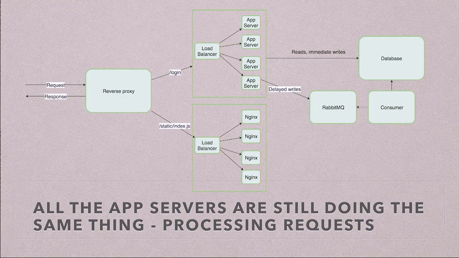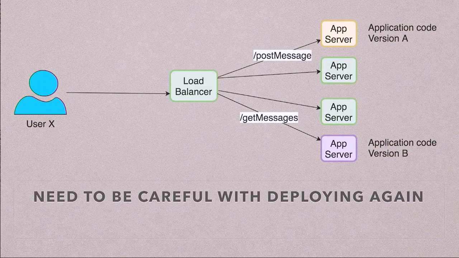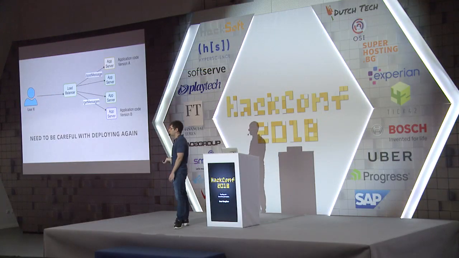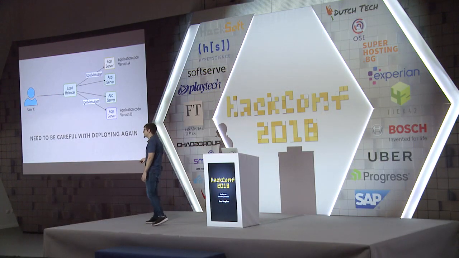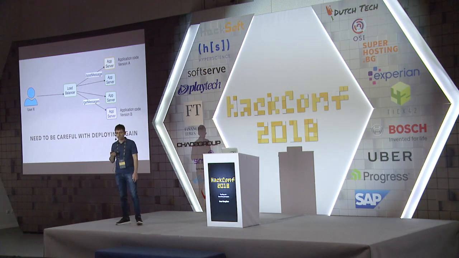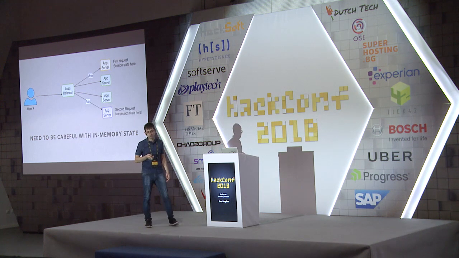Now, again, this is all nice, but we need to be careful about a couple of things. First is, again, deploys. If we're deploying the servers one by one, we can get to a state where a user does a post message, for example, to one of the servers, and it executes application code version A, and then it executes get messages on application code version B, and for some reason that shows inconsistent results. And that's not a nice user experience, but we can also solve it with similar approaches to the Nginx deploy situation.